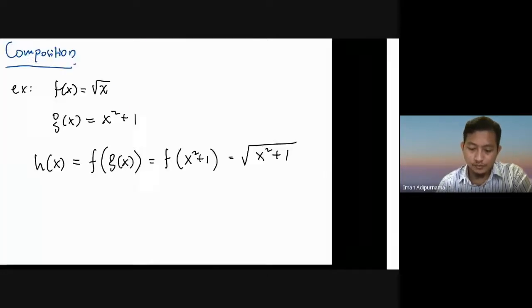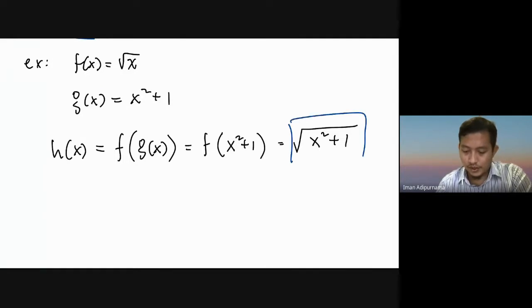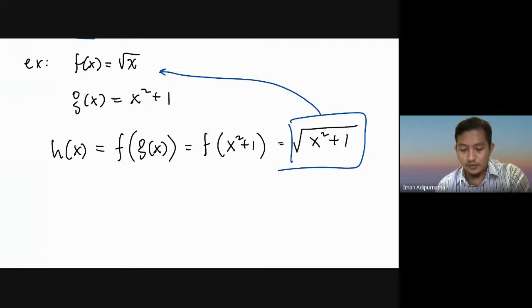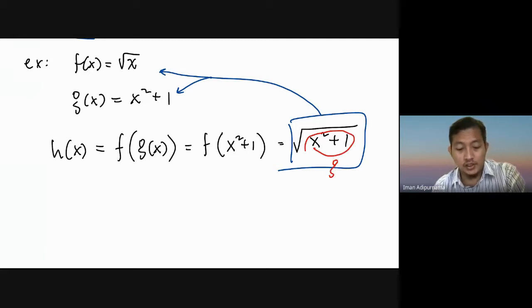So this function here originated from these two. And of course, you can see that this is g, and the square root is from the f. So we put g inside the f.